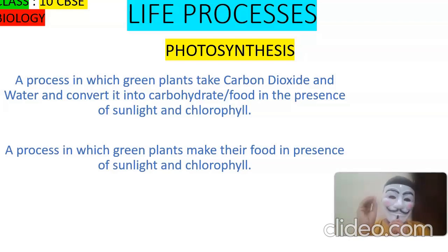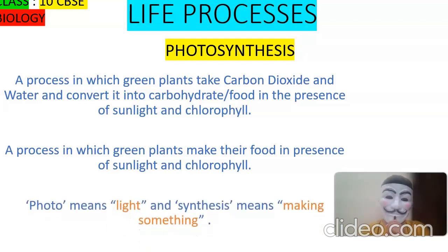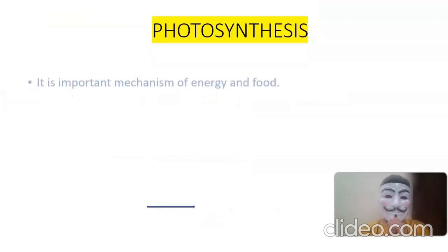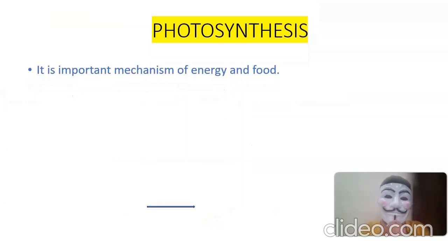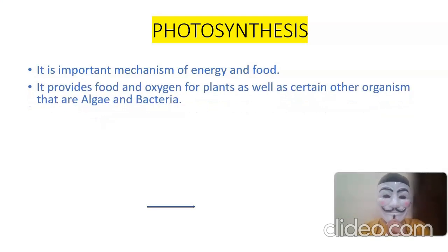A process in which green plants make their food in the presence of sunlight and chlorophyll. Photo means light and synthesis means making something. Okay. So, it is an important mechanism of energy and food. It provides food and oxygen for plants as well as certain other organisms, that is, algae and bacteria.